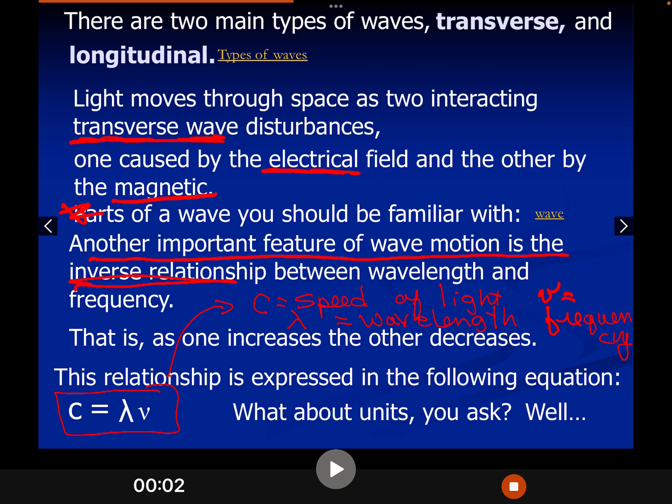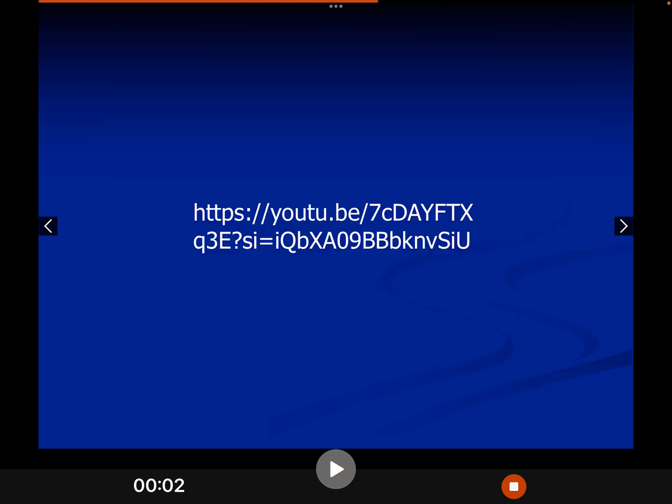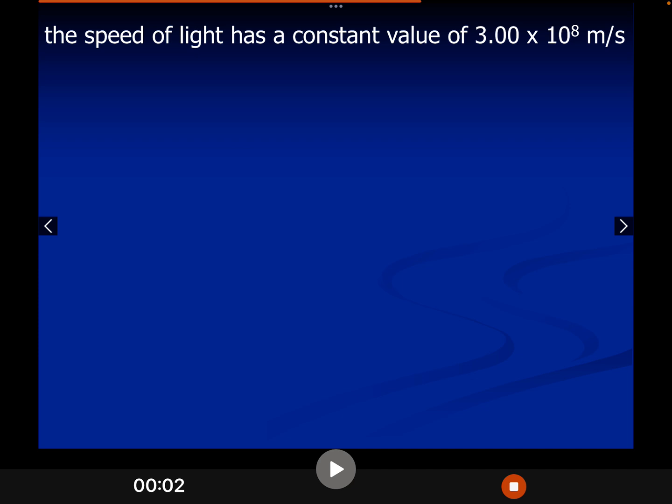What about units, you ask? Well, the units are a big deal on this. Speed of light has a constant value of 3 times 10 to the 8th meters per second. Do you have to memorize this number? Absolutely not. This number is on your periodic table, so all you need to do is be able to look it up.